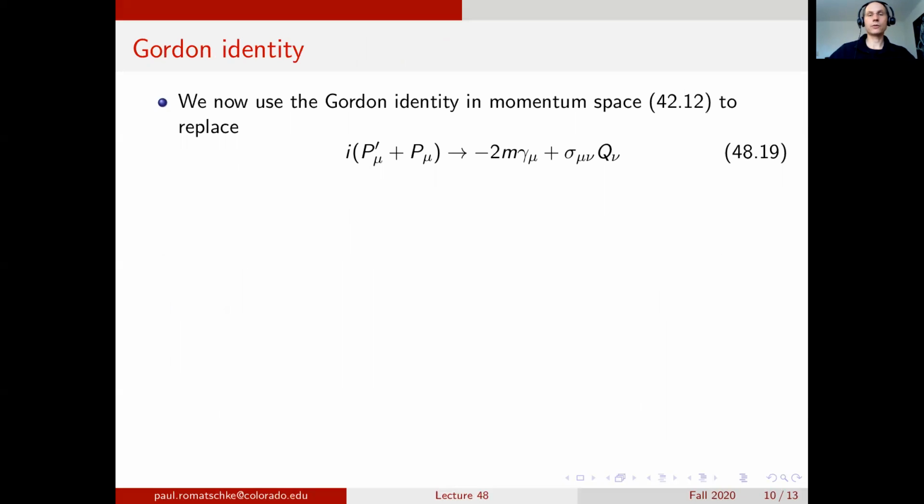So next we want to use the Gordon identity to replace this combination in terms of another gamma matrix and the spinor sigma mu nu with the linear momentum q nu.